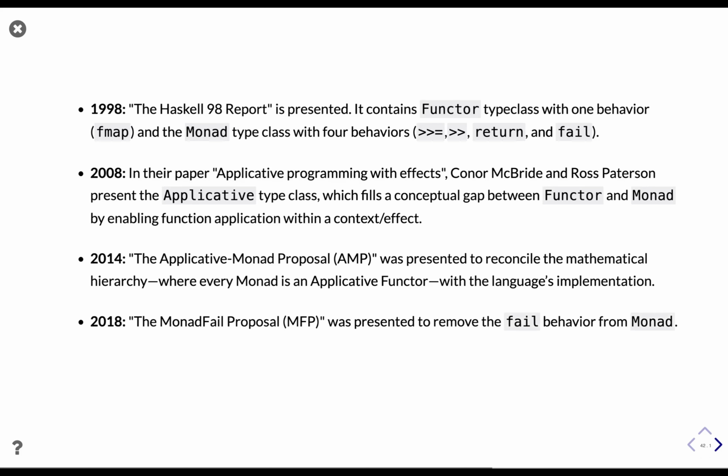Finally, in 2018, the monad fail proposal was presented to remove the fail behavior from monad. We haven't discussed the fail behavior, and this is something you will learn after learning monad. But we can say that the problem with having this fail behavior is that fail cannot be sensibly implemented for many monads, defaulting to error in those cases. As a consequence, you couldn't use the monad safely because it might error out unexpectedly.